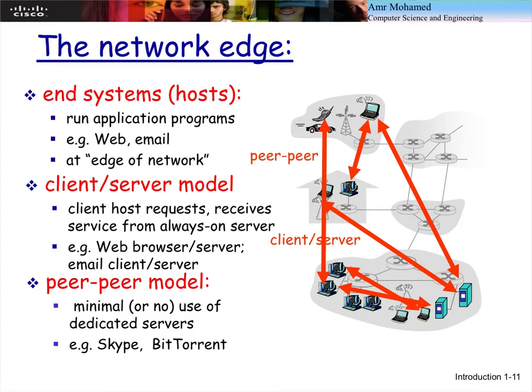Okay, so the network edge, as we said, is focused on the end systems, and this can be defined in two categories: the client-server model and the peer-to-peer. I expect you to be familiar with the difference between client-server and peer-to-peer. Many students, by the way, get into the trap of thinking that clients always download and servers always upload. And that's a big misconception.